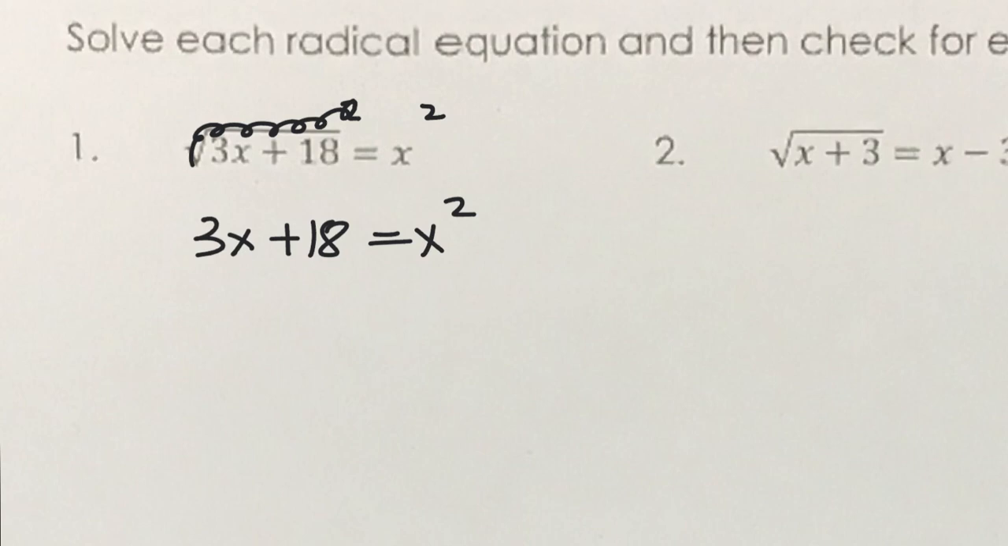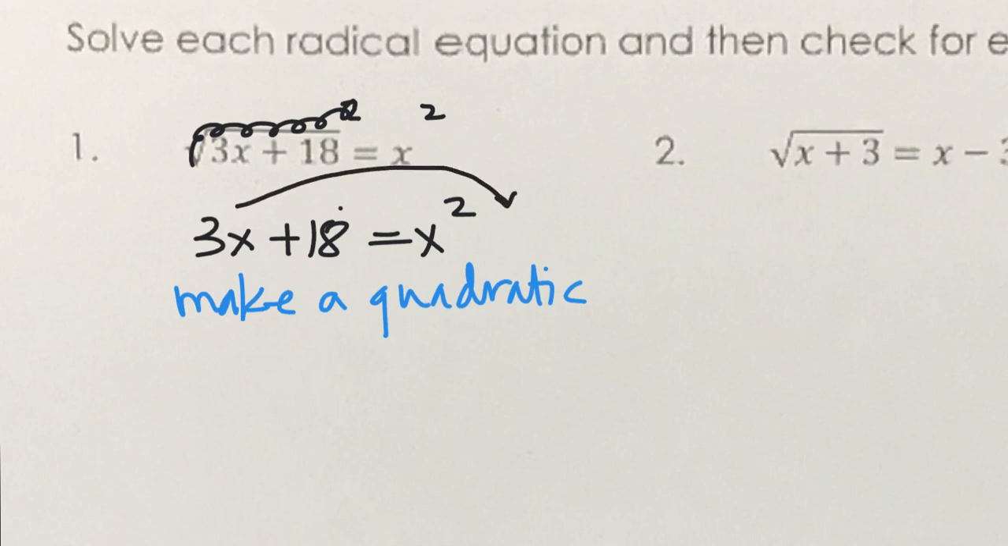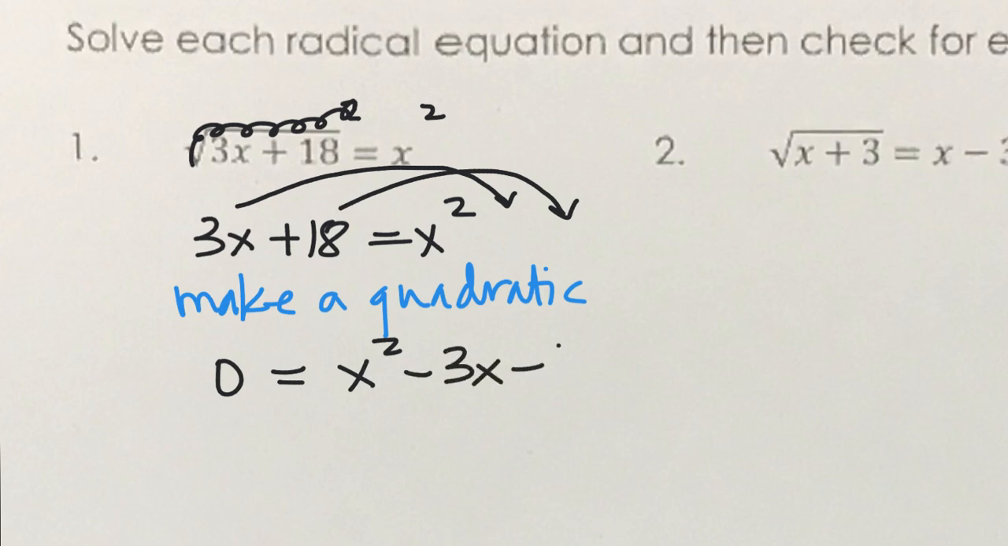Okay, which is where it gets kind of annoying, because notice we have three terms. We have an x squared term, we have an x term, and we have a number term. Which means in order to solve this, we're going to have to make a quadratic. So we're going to have to move both our x term and our numerical term to the other side and set it equal to 0. So we'll subtract 3x, so x squared minus 3x, and we're going to subtract the 18 also.